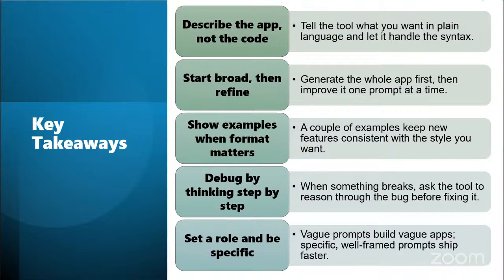Set a role and be specific. In your first or second prompt, you can say, I'm an undergraduate student or I'm a high schooler. I'm trying to build this app. These are the possible audience that I'm trying to make my app for. And the platform will have a very good context, and when it's building the application, it will actually try to keep that in mind.